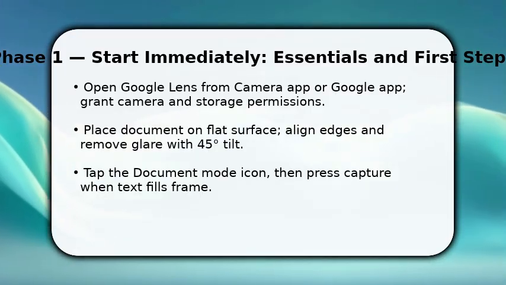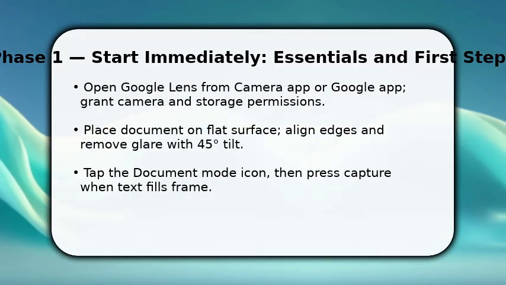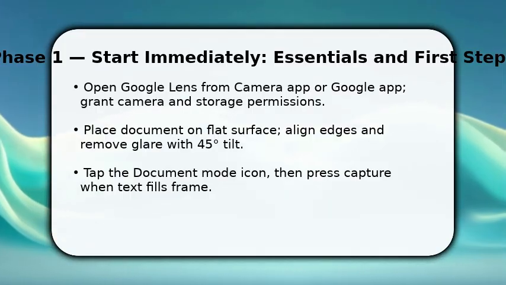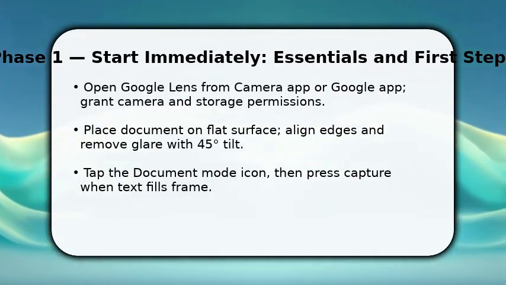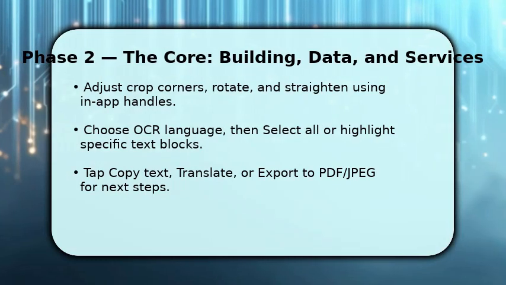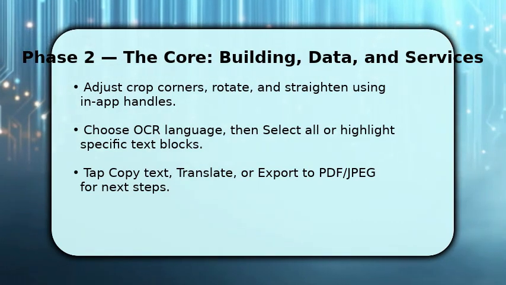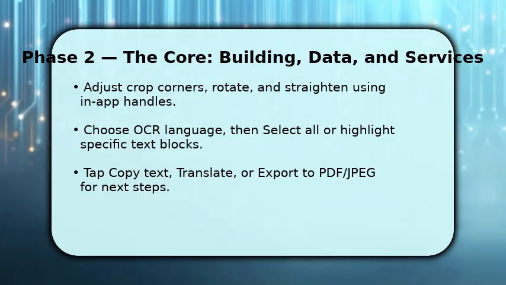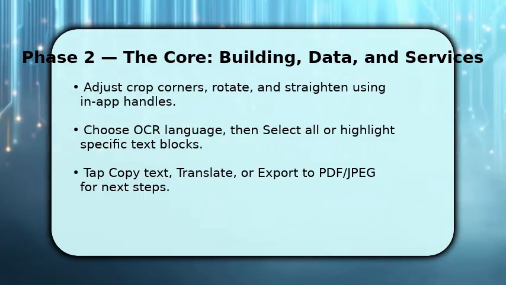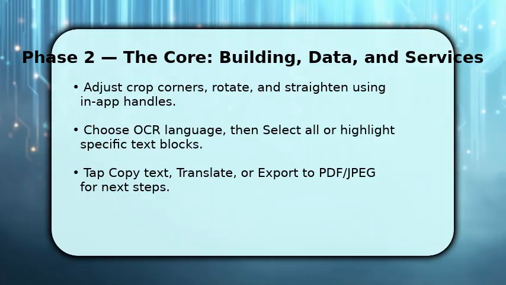This early precision reduces rework, so take a moment to get alignment correct before moving on. Once you confirm the capture, refine the crop by dragging corner handles and rotate or straighten as needed. This improves OCR accuracy. Make sure the correct language is selected. If not, change it so characters are recognized properly.